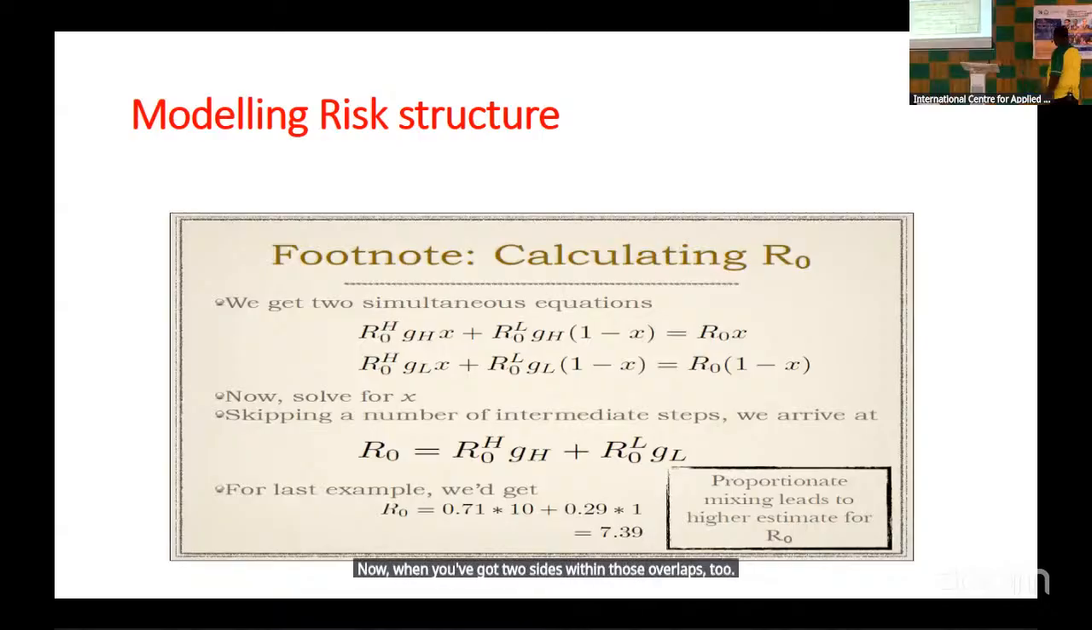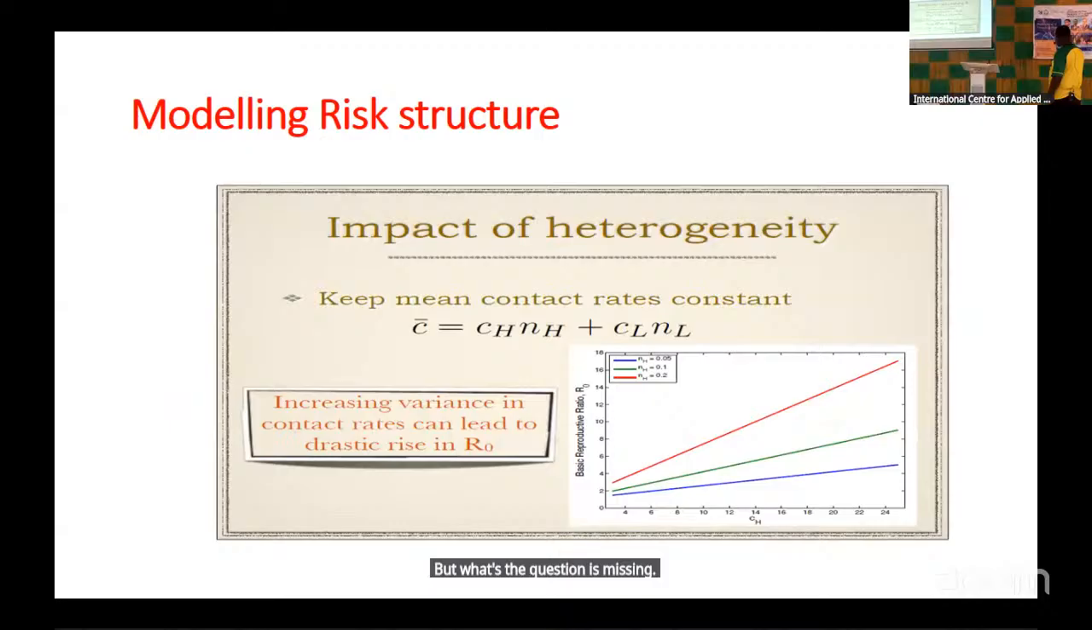So proportionate mixing leads to higher estimates for R naught in this case. And you find out that the R naught is very high here because of proportionate mixing. And then the impact of heterogeneity: increasing variance in contact rate can lead to a drastic rise in R naught. And see the situation we have here. The R naught is rising, with mean contact, the average contact rate, constant.